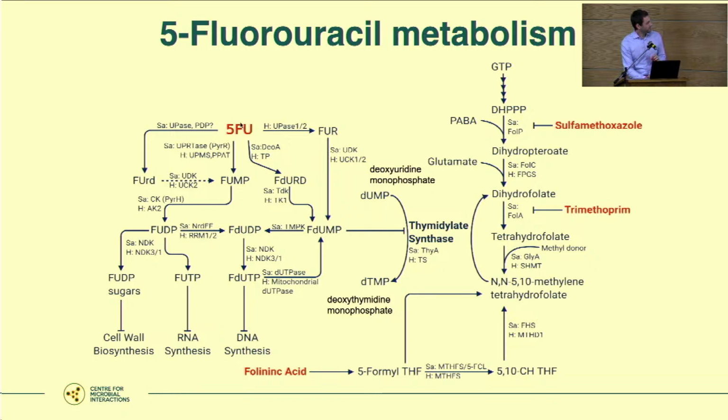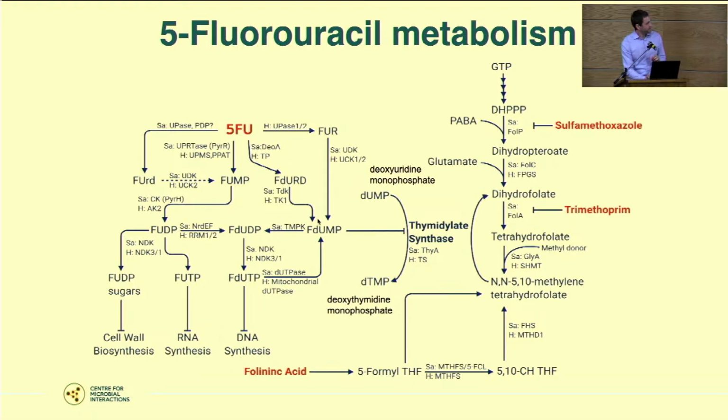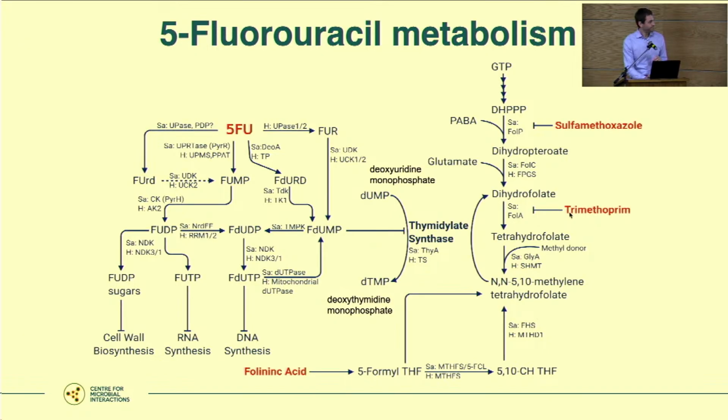So you can see that 5-fluorouracil is metabolized down through to inhibit this step here with thymidylate synthase, and that's going to inhibit ultimately DNA synthesis. But you'll notice this is also the same pathway that sulfamethoxazole and trimethoprim act on. So just from putting together the biochemical pathways, we can say, well, it looks like there's potential for an interaction here. But the question is, is there if we actually test that?